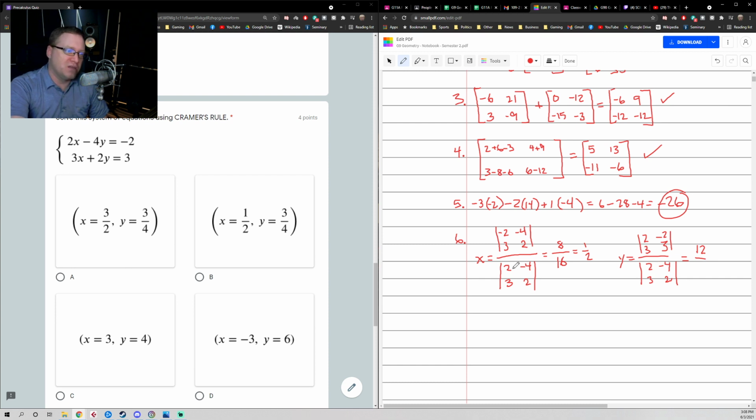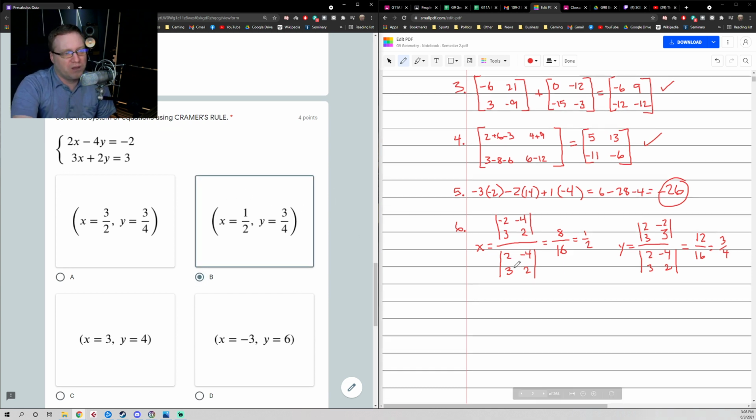And on the bottom is going to be the same thing again. So this is the same as this, so it's 16. We already know this is 16. Well, 12 over 16 is 3 over 4. All right, so now we have it. We know that x equals 1/2, y equals 3 over 4. So our answer is this one, B.